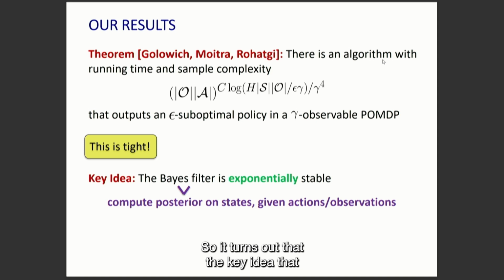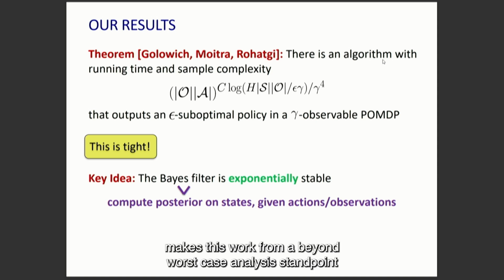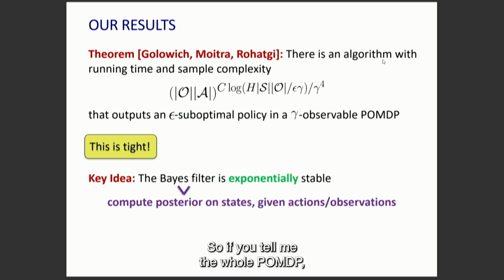It turns out that the key idea that makes this work from a beyond worst case analysis standpoint is to study something called the Bayes filter. If you tell me the whole POMDP, then given a sequence of actions and observations, I can talk about my posterior on which state I think I'm in. The key thing that we show is that the Bayes filter is exponentially stable. So it forgets the past at an exponential rate.